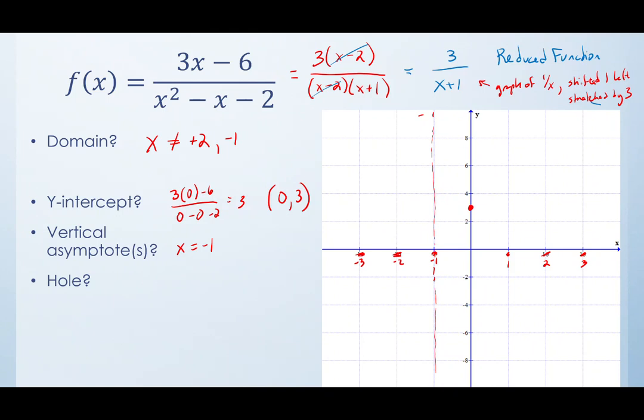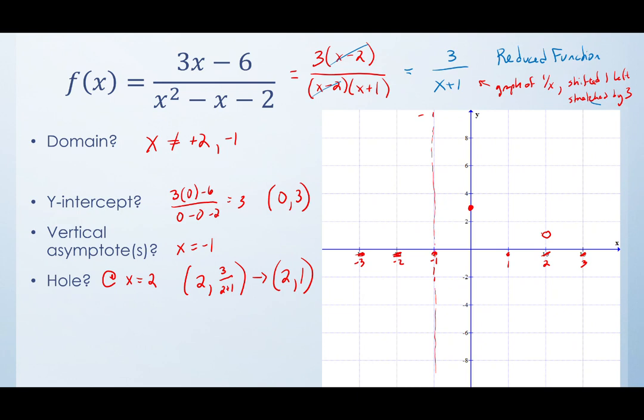And we also know that we have a hole at x equals 2. Now, what is the actual value of the hole? It's going to be what we get when we plug into the reduced function. So that would be 3 over 2 plus 1, i.e. 3 over 3. So our hole is going to happen at 2, 1. So I'm going to just put myself a little open dot there, right?